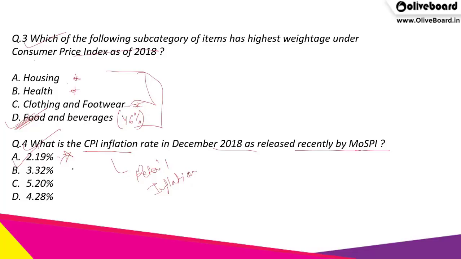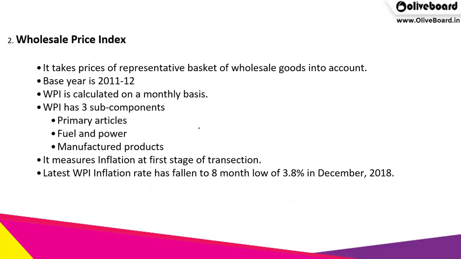And this is one of the lowest in recent time, and this is due to lower fuel prices and food prices, food items prices like vegetables, fruits, etc. So these two items, fuel and food, are the two most volatile items whose prices are most volatile.